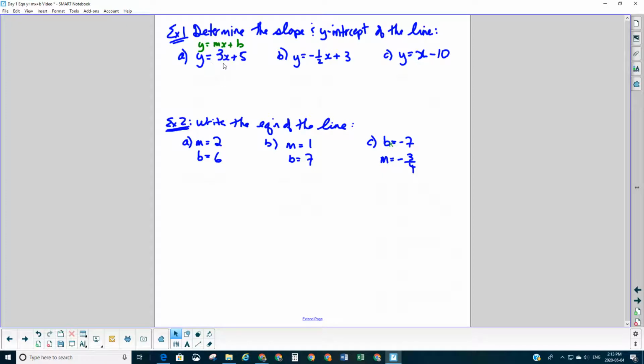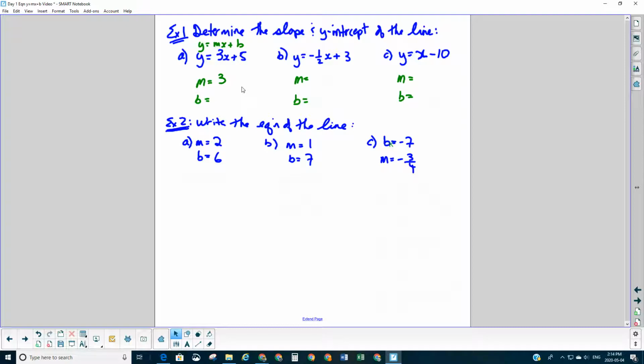The coefficient, the number in front of x, is the slope. In this case, we're going to find the slope and the y-intercept for each of these, so the m and the b. The coefficient, the number in front of the x, is 3. That means the slope is 3. We don't say the slope is 3x. We say the slope is 3. 3 is the number that describes the steepness of this line, and it's the rate of change.